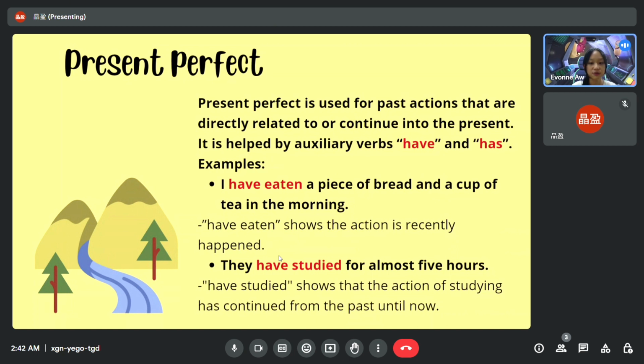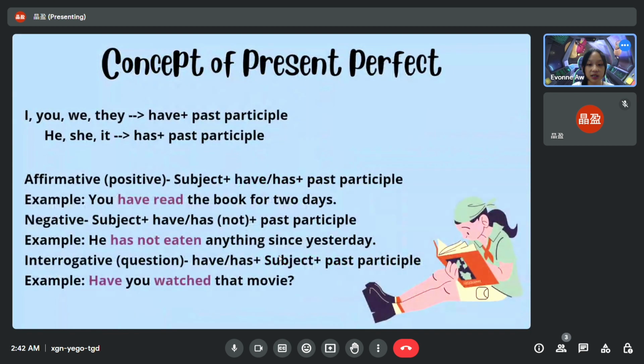These are 2 examples. The first one, I have eaten a piece of bread and a cup of tea in the morning. In this sentence, have eaten shows the action of eating has recently happened. The second sentence, they have studied for almost 5 hours. Have studied in this sentence shows that the action of studying has continued from the past until now.